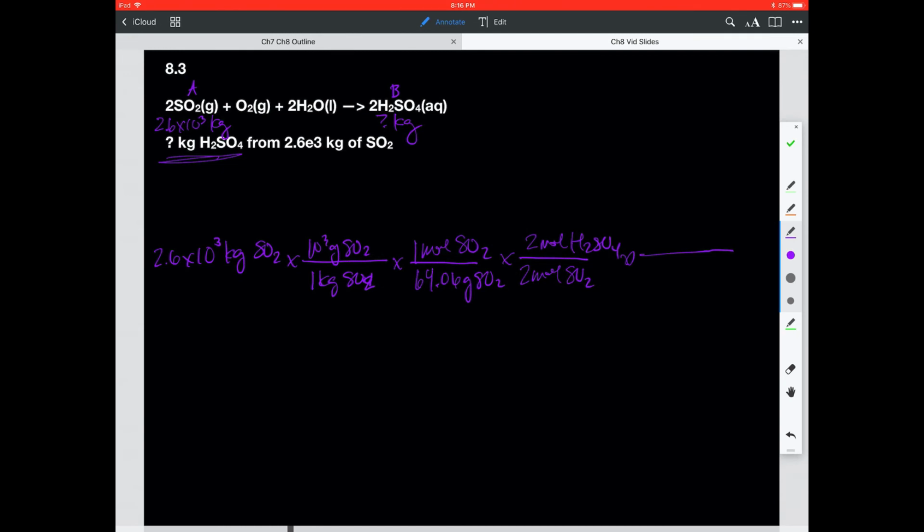And then, last step, molar mass again. 1 mole of H2SO4 is equal to 98.06 grams of H2SO4. And then we would convert to kilograms, where 10 to the third grams is equal to 1 kilogram. Okay, now if we're talking about canceling, kilograms, kilograms, grams, grams, moles of SO2, moles of H2SO4, grams of H2SO4, we will also see that 10 to the third cancels down here, 10 to the third cancels up there, these 2's cancel.